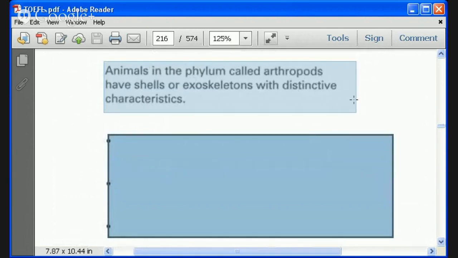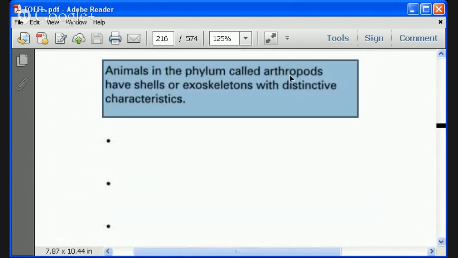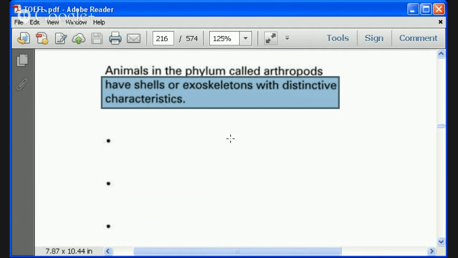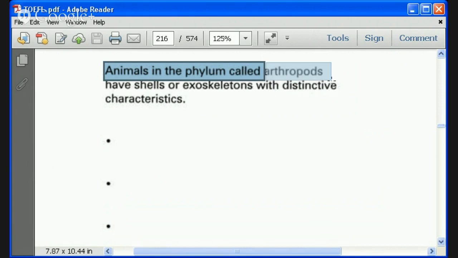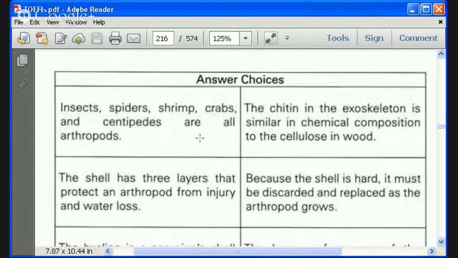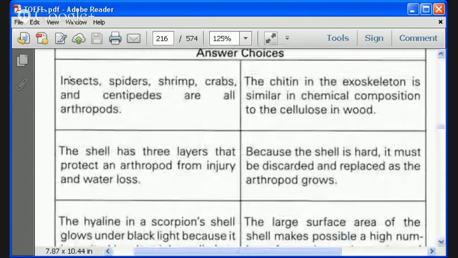First, let's look at the summary. Animals in the phylum called arthropods have shells or exoskeletons with distinctive characteristics. Okay, let's make it easy. Arthropods have shells with distinctive characteristics. Okay, this is kind of extra information. Eliminate that. Again, we're going to simplify. All right. Okay. Let's take a look. Insects, spiders, shrimp, crabs, and centipedes are all arthropods.